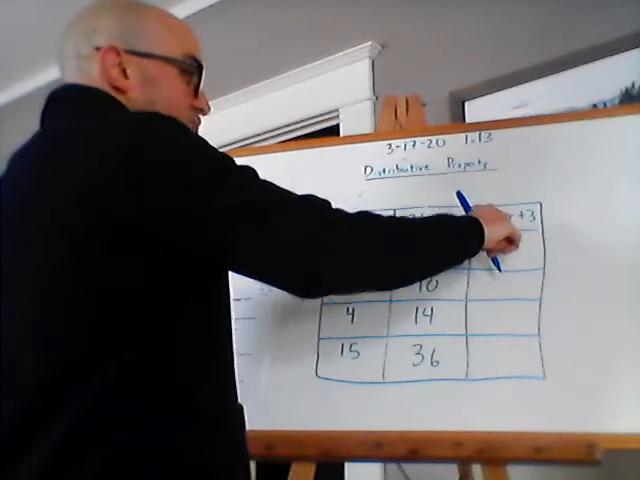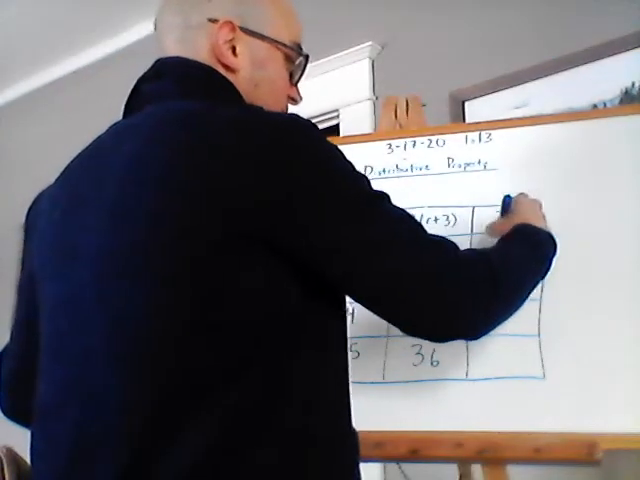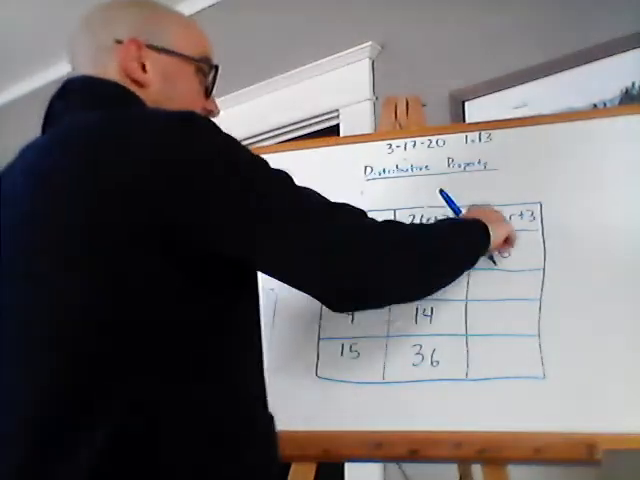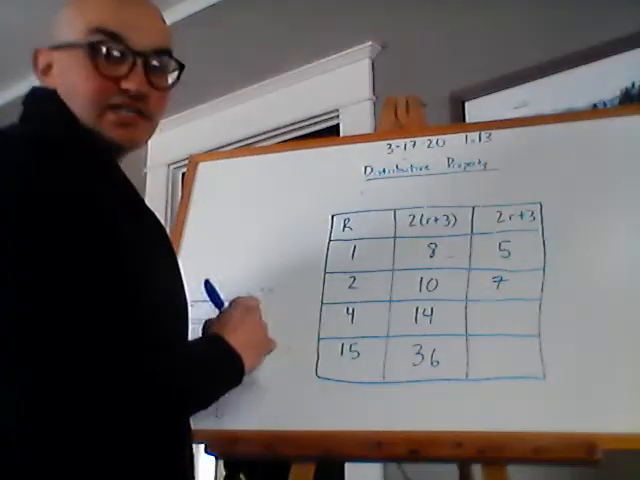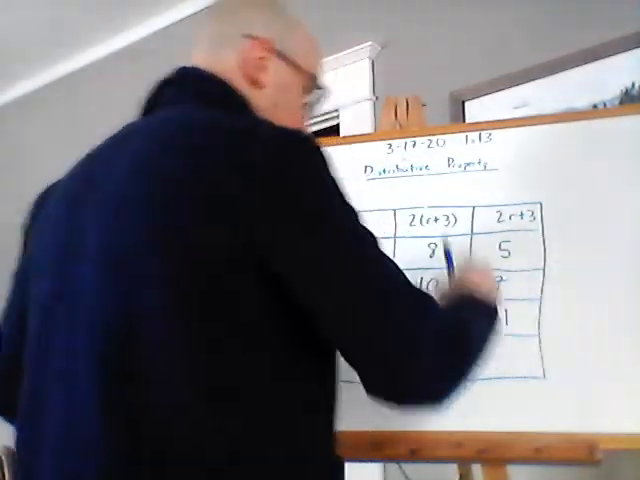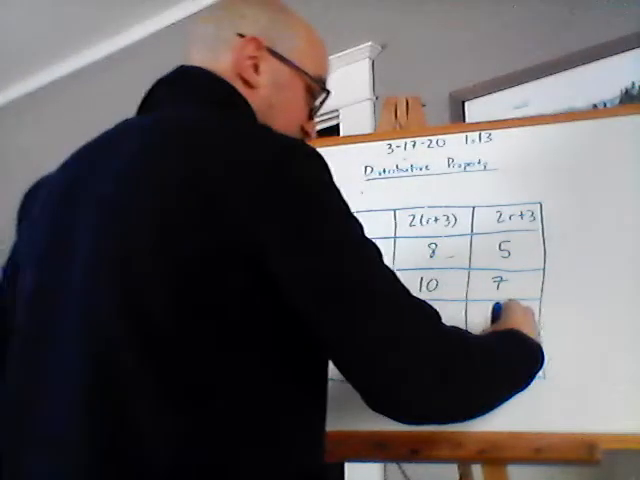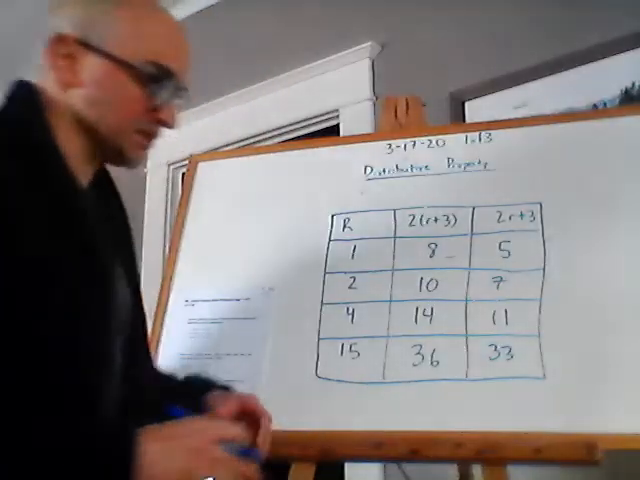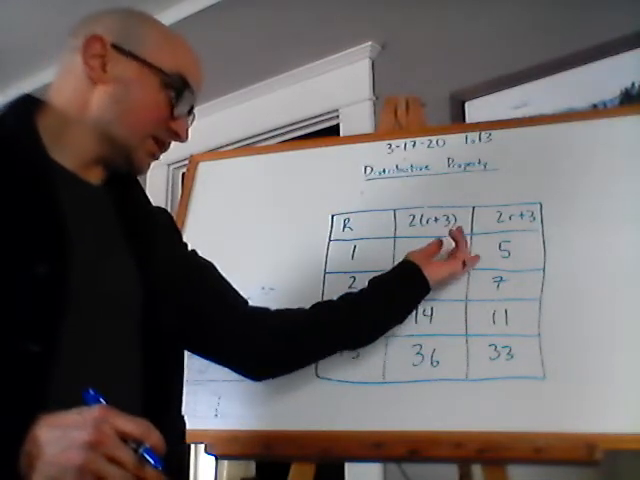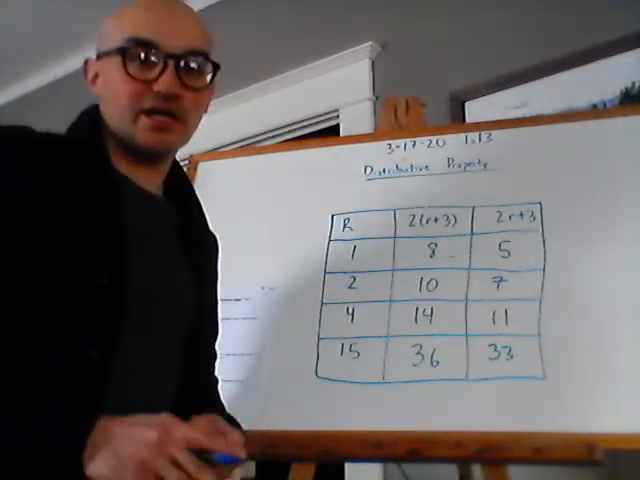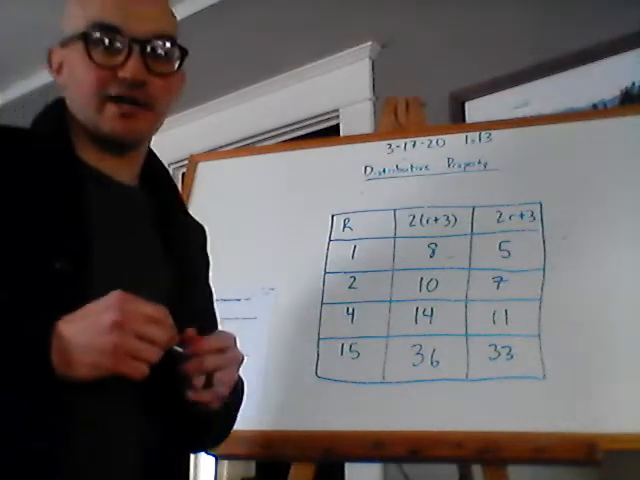1 times 2 equals 2, plus 3 would equal 5. 2 times 2 is 4, plus 3 would equal 7. 4 times 2 is 8, plus 3 would equal 11, and 15 times 2 is 30, plus 3 would equal 33. So notice, if these were equivalent expressions, we'd see the same values or equal value in each column. We don't see that, so we know they're not equivalent.